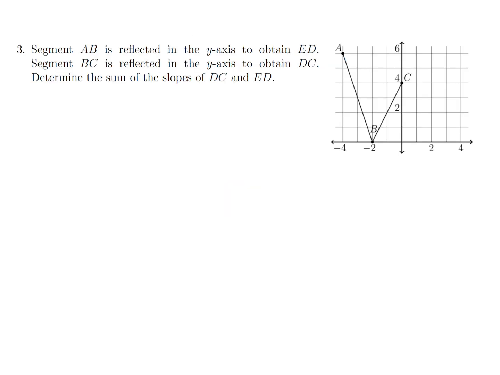Segment AB is reflected in the y-axis to obtain ED. Segment BC is reflected in the y-axis to obtain DC. Determine the sum of the slopes of DC and ED.